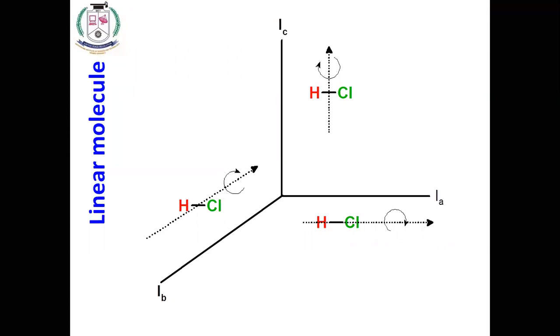So this is the requirement of linear molecules. Ia equal to 0, Ib equal to Ic. Moment of inertia in two axes will be equal. In one axis it will be 0.